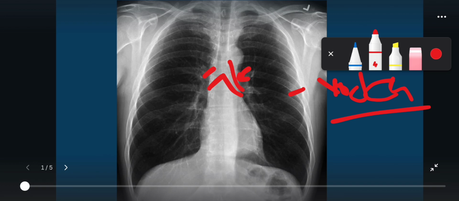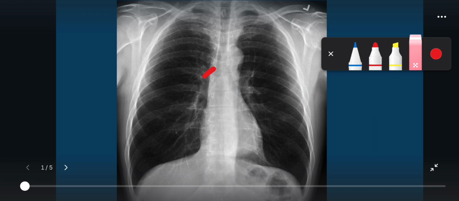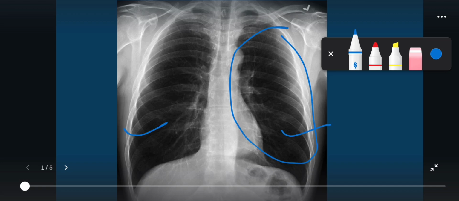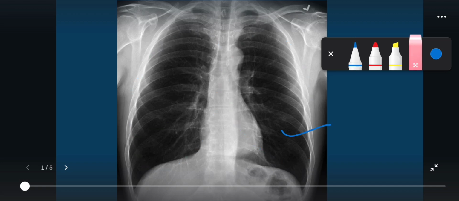Then we have to see, this is normal. Then breathing. What is breathing? In breathing we have to see the vascular lung fields. What we will see here are the vascular margins, whether there is any consolidation or any fluid present here. So we have to identify. Always compare both fields.